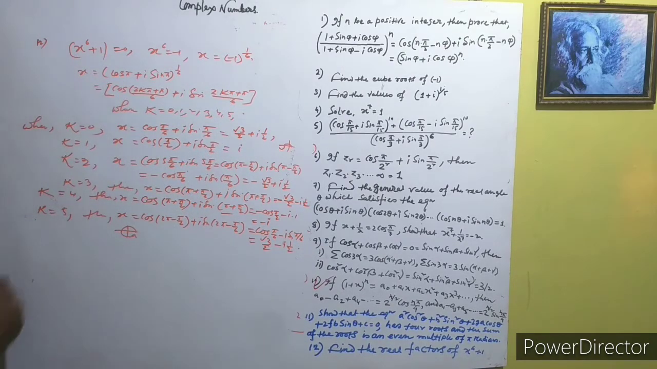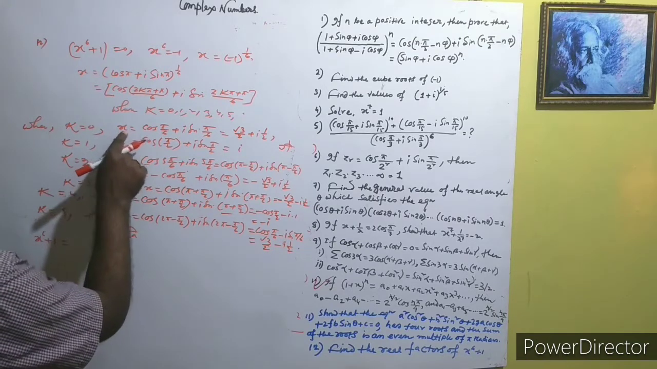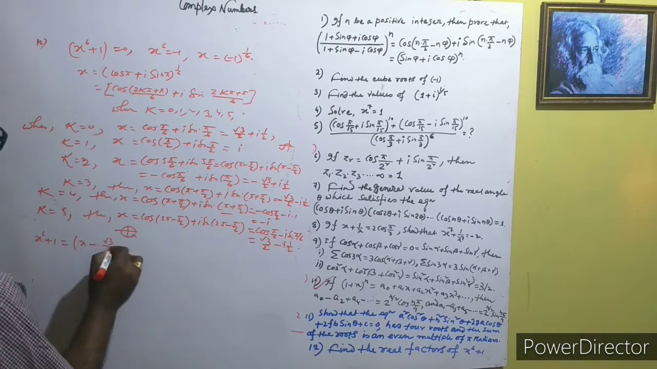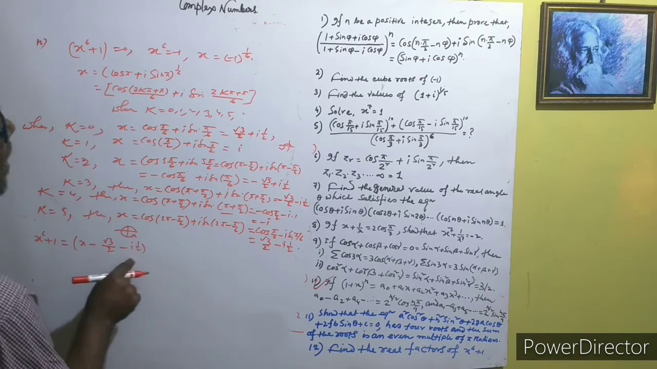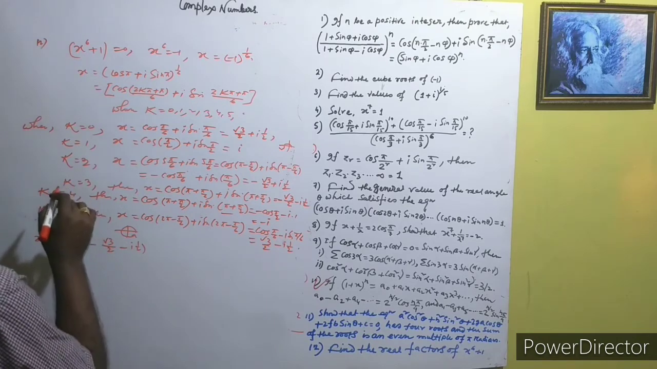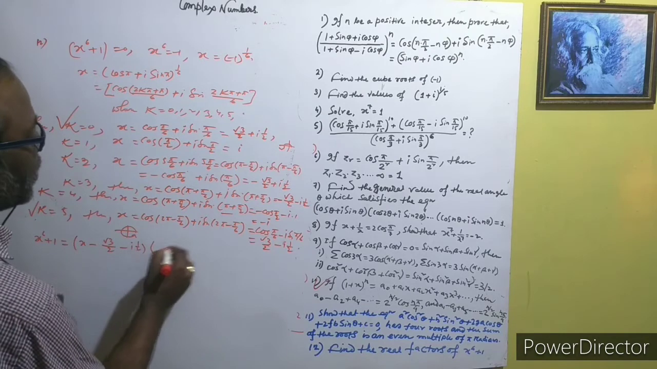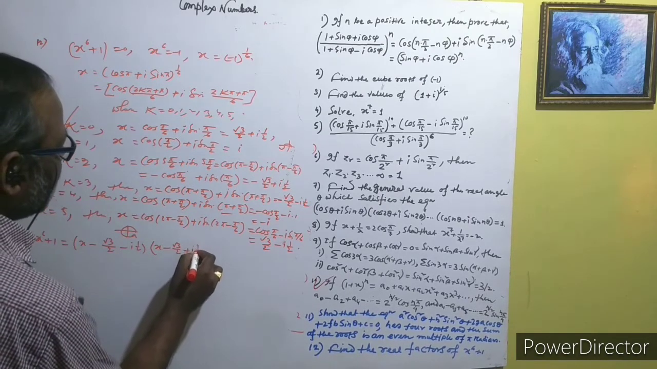And now we have to find the factor. So you can write x to the 6 plus 1 equal to the product of these, with factors like x minus root 3 by 2 minus i into half. Comparing like that, we have taken the k equal to 0 and 5 roots. These two factors are taken here: x minus root 3 by 2 and plus i by half.